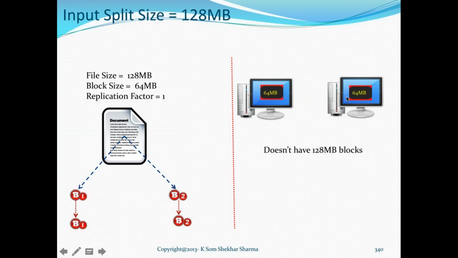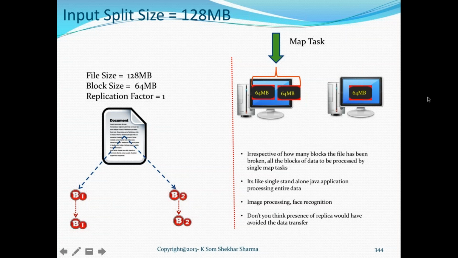Now this is a scenario, but do you think you have 120 MB blocks or chunks? No, you don't. 64 MB is in one machine, and 64 MB is in another machine. So what is going to happen is you are going to transfer this block of data, and then it will make 120 MB, and a single map task is going to run. This is a very typical case. If you want to reframe this case, I am processing all the blocks of data by a single map task.